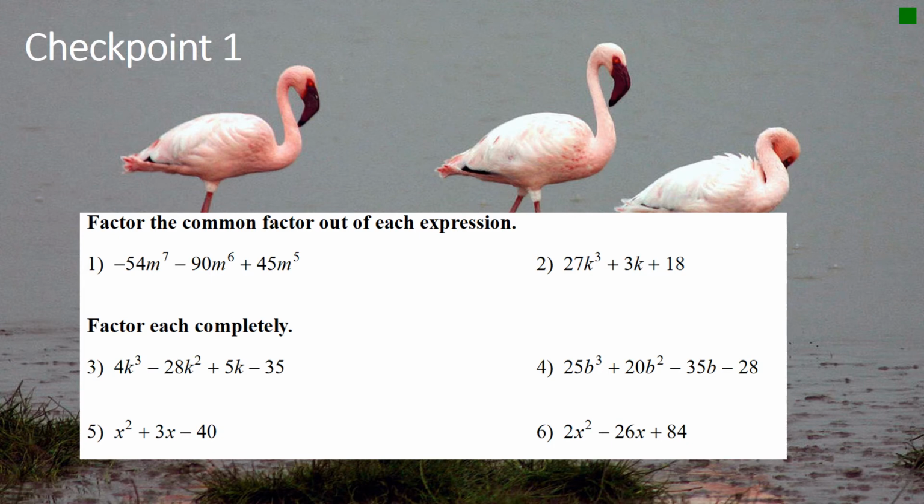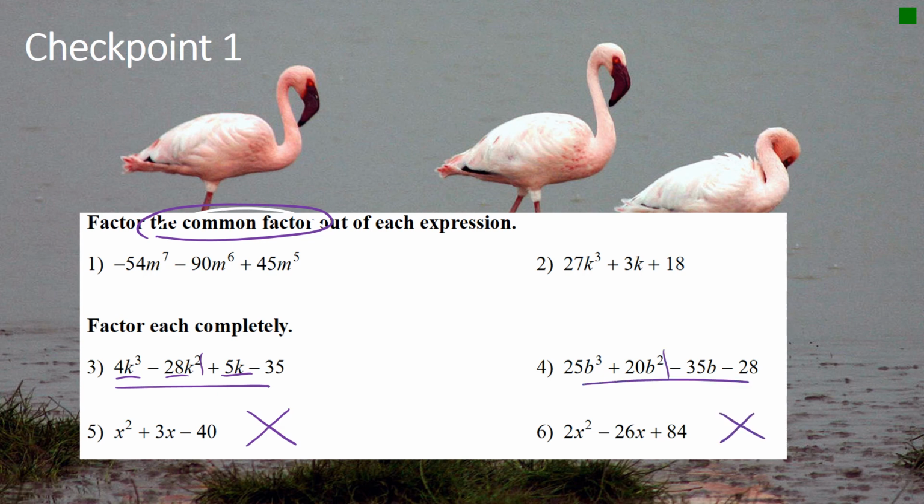All right, so here you go, checkpoint. They're telling you what to do. Factor out the common, oh, I'm still in white. Factor out the common factor. And then this just says factor completely. Hint, 4 terms, grouping. 3 terms, big X. 4 terms, grouping. 3 terms, big X.